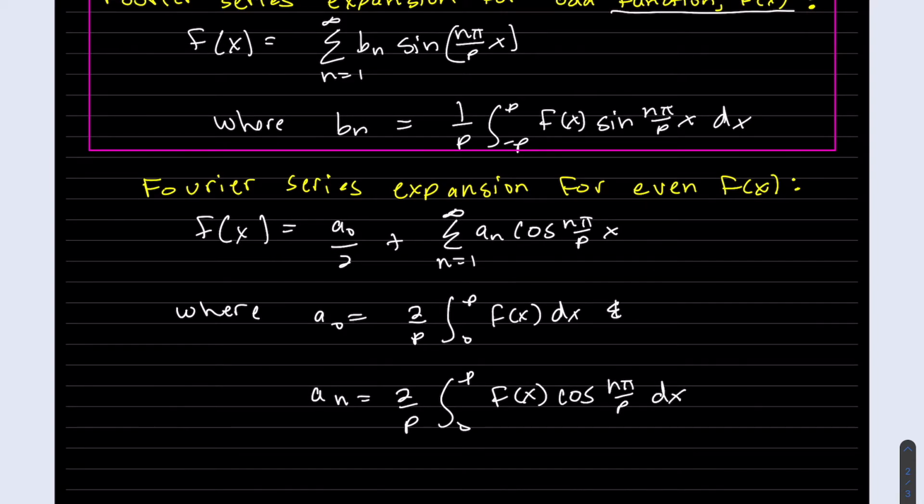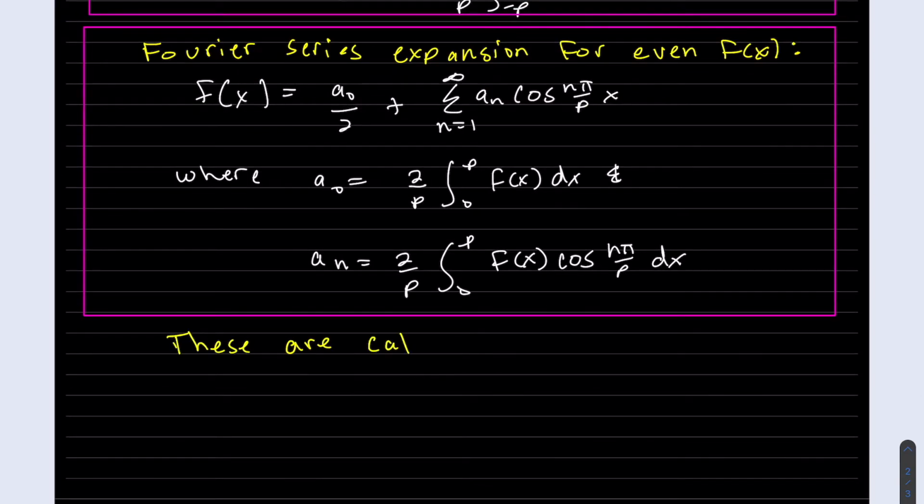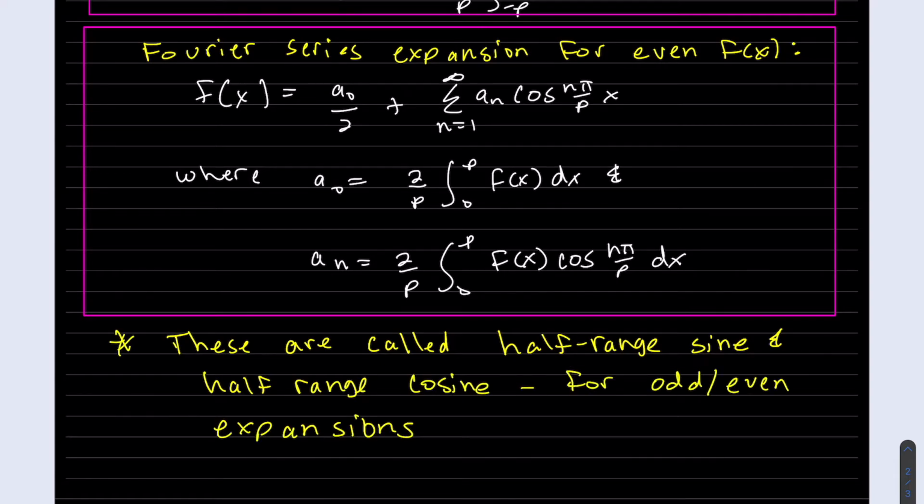As you noticed here, instead of going from minus p to p, I doubled it because definitely if f of x is even, I'm able to do that. If this is even and this is even, it can double from 0 to p. Just makes calculating it a little bit easier. So these are the half-range sine and the half-range cosine for odd and even expansions. So let's do an example.